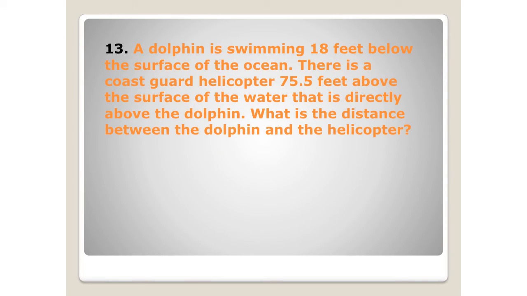Question 13. A dolphin is swimming 18 feet below the surface of the ocean. There is a Coast Guard helicopter 75.5 feet above the surface of the water that is directly above the dolphin. What is the distance between the dolphin and the helicopter? We have another distance question. Let's remember, distance is found by finding the absolute value of the difference. So let's get our numbers together. We're going to find the absolute value of the difference.